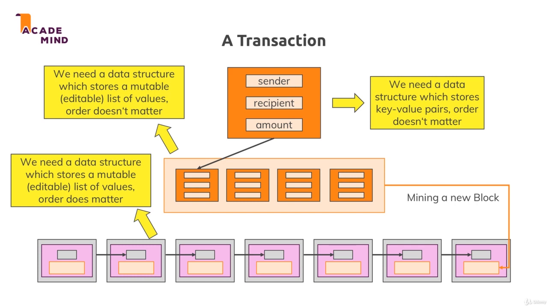So these are our requirements for the transaction-related things. Three data structures we need: for the transaction, for the list of transactions, and for the list of blocks.